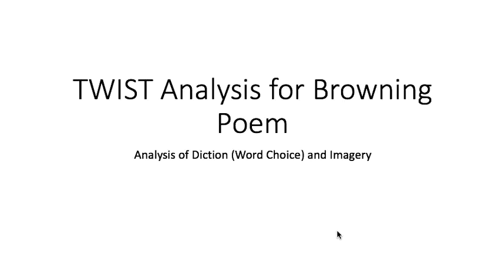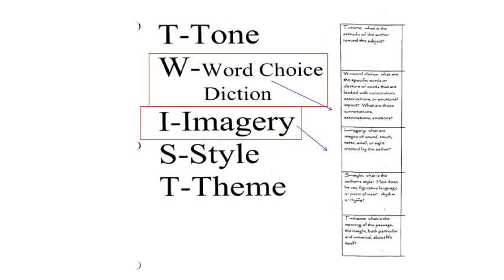You need out your poem, you need out your tone paragraph that you've already written, and you need out your twist handout that I gave you last class. On the handout for your twist analysis, you're specifically going to be working on this paragraph today, your word choice paragraph, and your imagery paragraph. This is your information here, looking at what questions you want to answer by the end of your analysis.